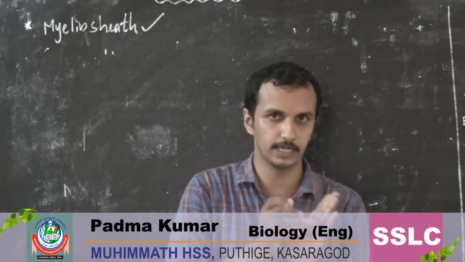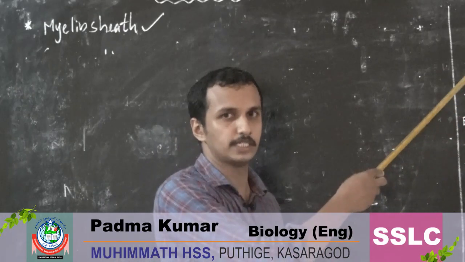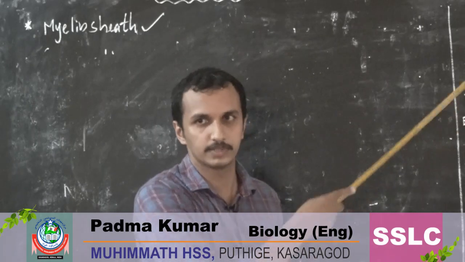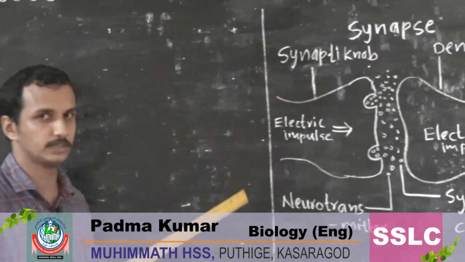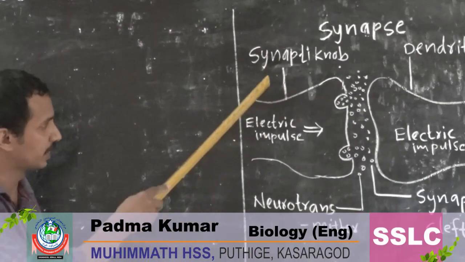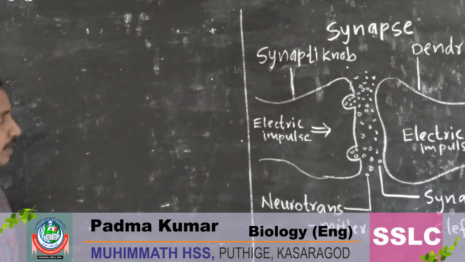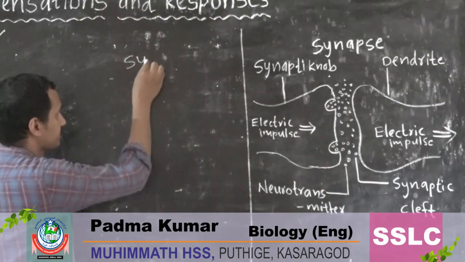So there are some regions which connect the adjacent nerve cell and muscle cell, or nerve cell and glandular cell, that we are going to discuss here. It is called what? Synapse. You can see there is a picture on this board. It is called a synapse. Closely observe that picture. You can see a neat diagram here showing a synapse.